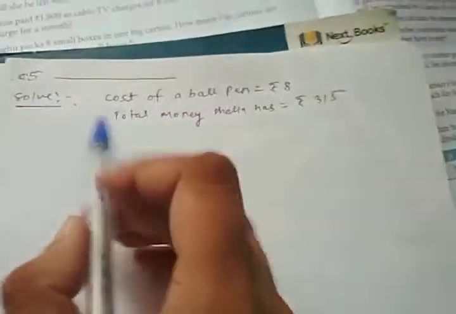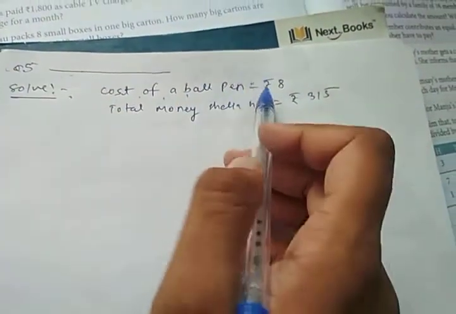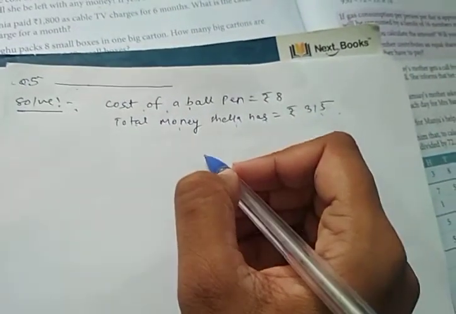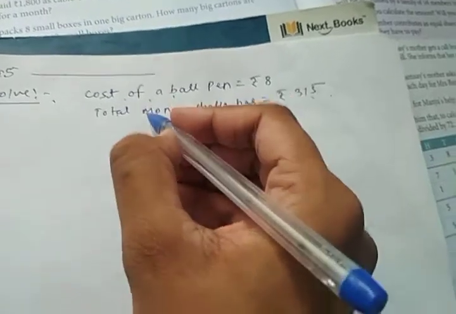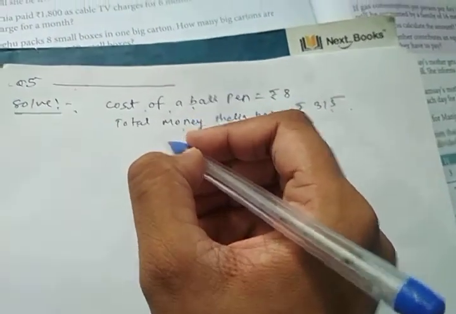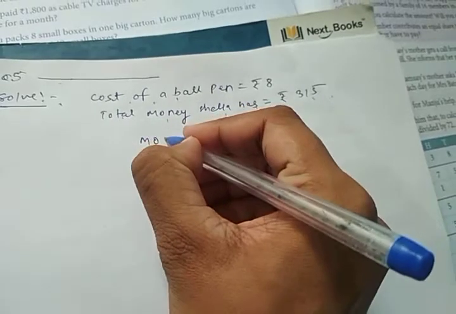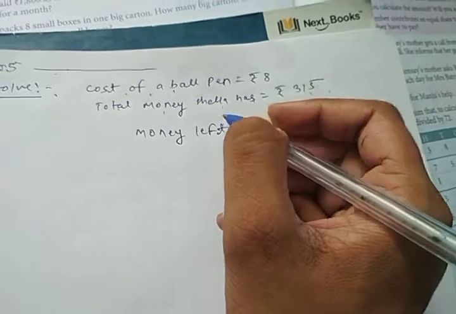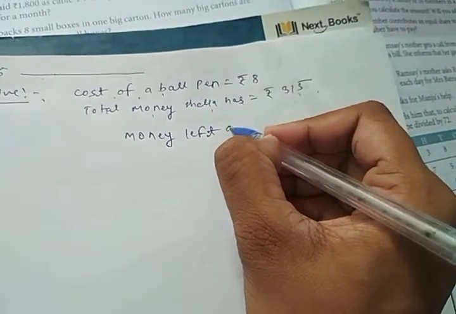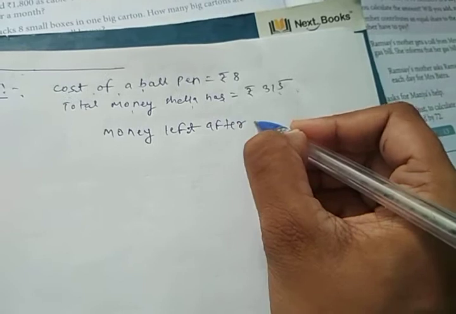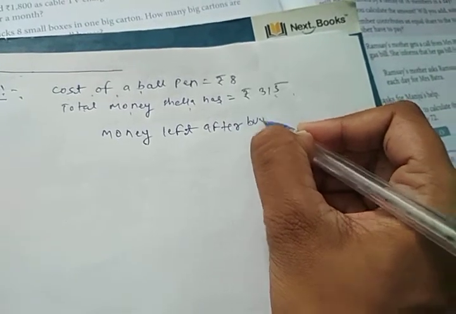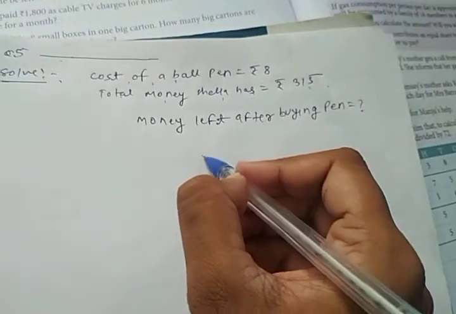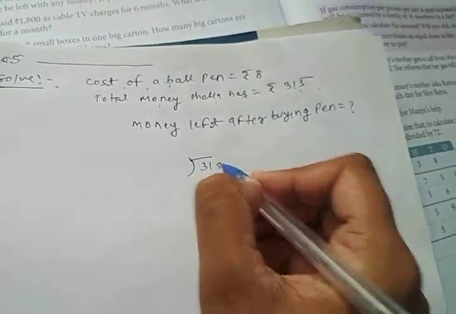So students, I have written here that the cost of one ball pen is rupees 8 and the total money Sheila has is rupees 315, and we have to find out the money left after buying pens. So let's divide 315 by 8.